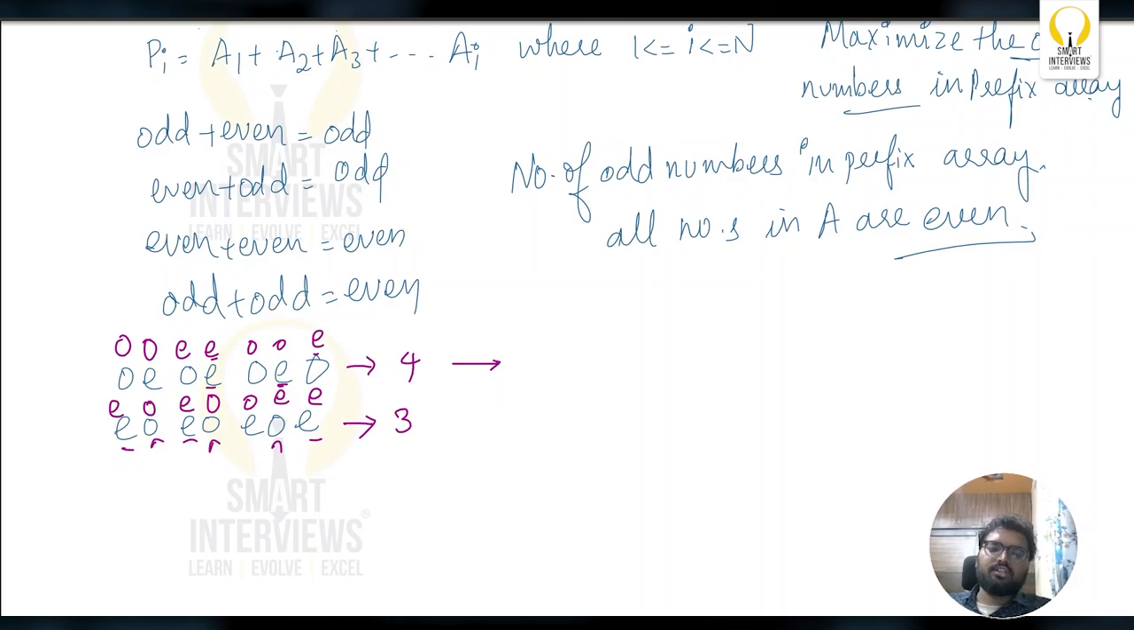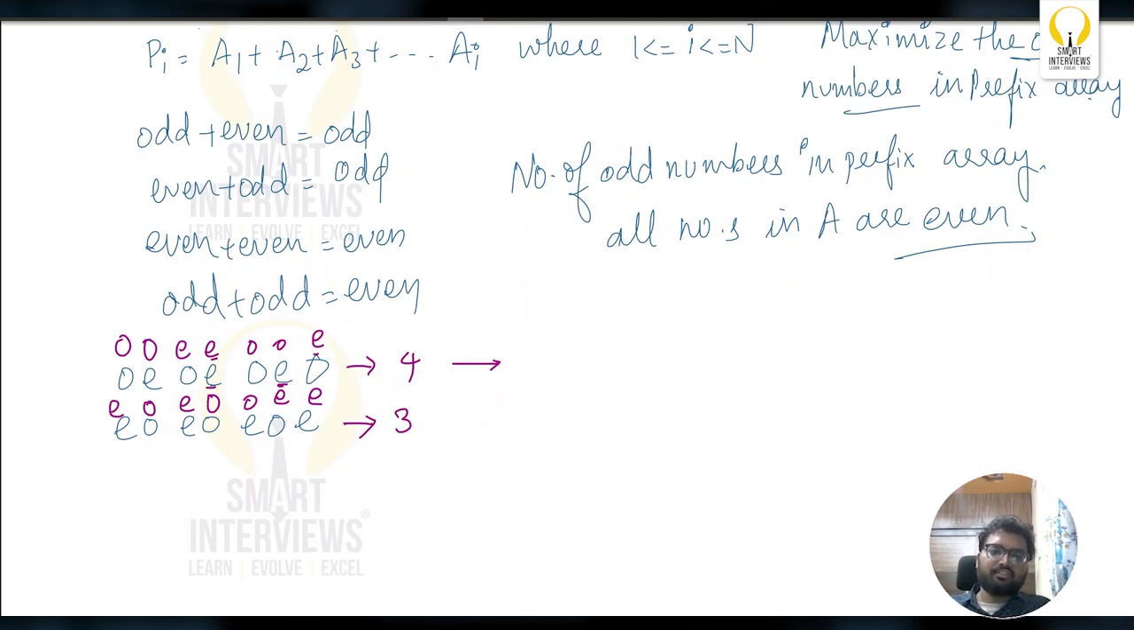So we cannot make every odd as even, right? So every odd as odd, because if there are adjacent, definitely it will be even again. So if we rearrange something like this, can the evens be odd? We can make every even in this array as odd itself.